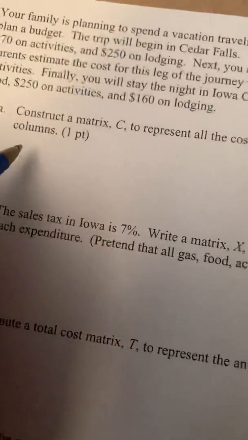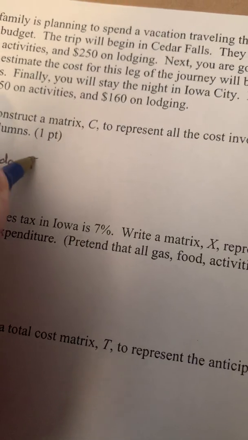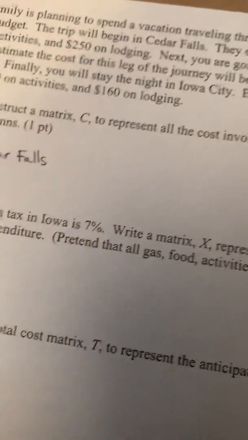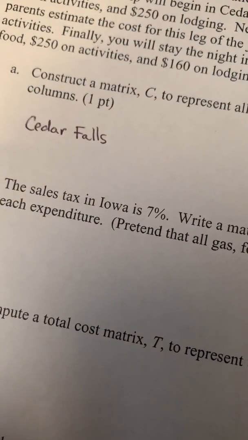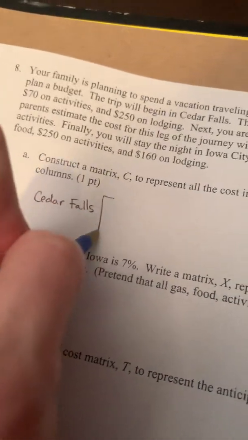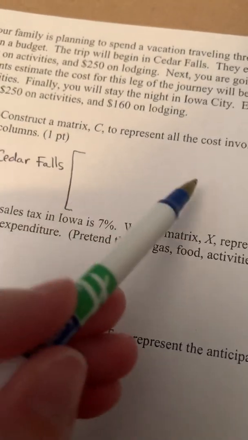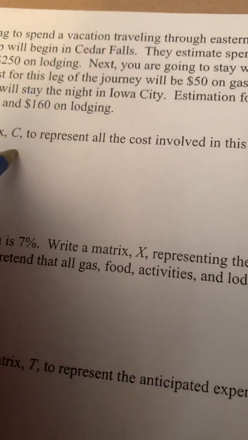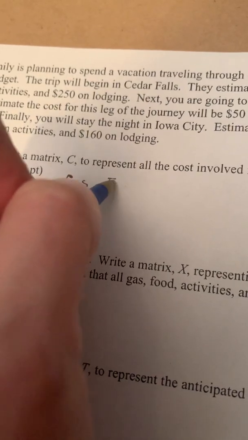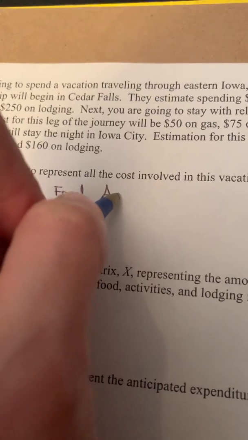So I would start with, first, it says the trip begins in Cedar Falls. So I would write down the cities, and they tell you that you're gonna be spending money on gas, food, activities, and lodging. So you have to make a matrix out of it. So at Cedar Falls, you're gonna be spending money on different things. So at the top, I would put a column for gas, a column for food, a column for activities.